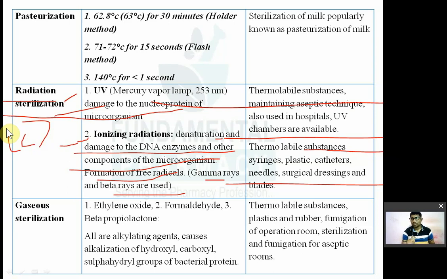does not involve heat. इसमें कोई heat नहीं होता, ठीक है. That's why it is known as cold sterilization. So radiation sterilization is also known as a cold sterilization method, याद रखो, and it is used for sterilization of thermolabile substances. Now next method is gaseous sterilization.